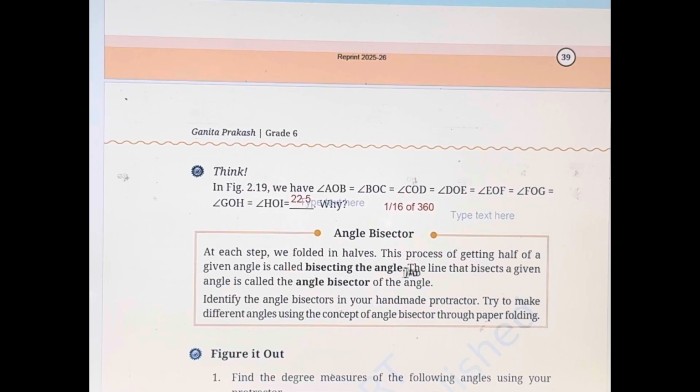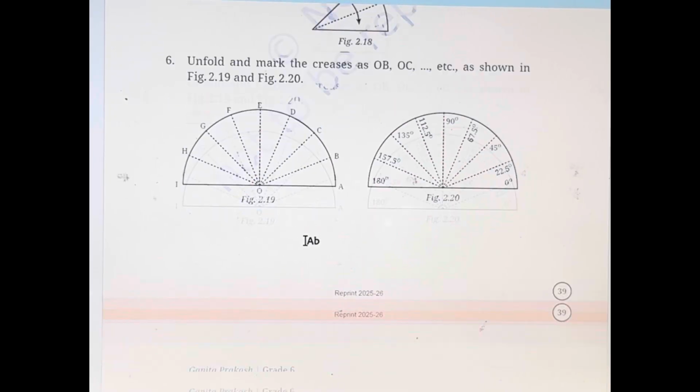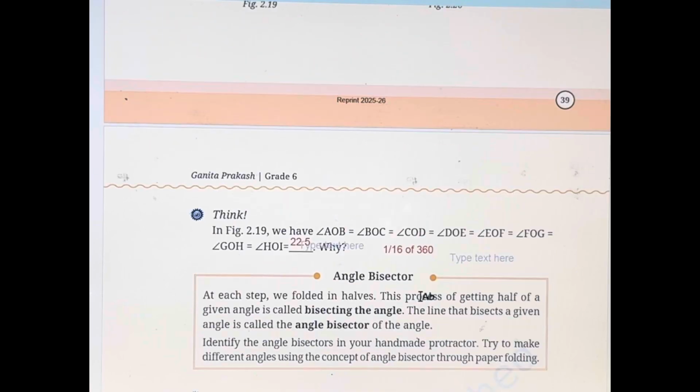So what are we doing at each step? We are folding it into halves, and this process of getting half of a given angle is known as bisecting the angle. The word bisecting means dividing it into two equal parts, and this line that bisects the given angle is known as the angle bisector. So here in this case, if you see the picture, all the lines which are drawn here, the dotted lines, the creases which you get while folding, they are all angle bisectors. So this is another new concept which you have learned through this handmade protractor.